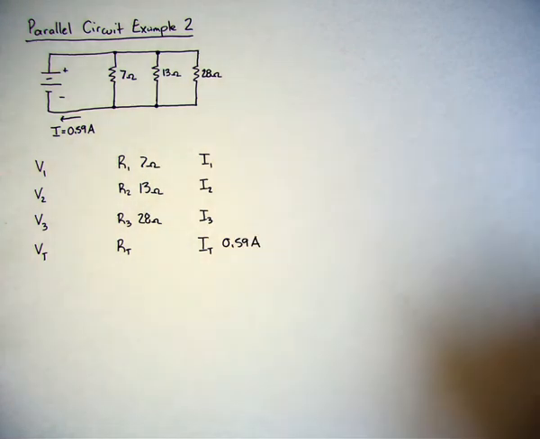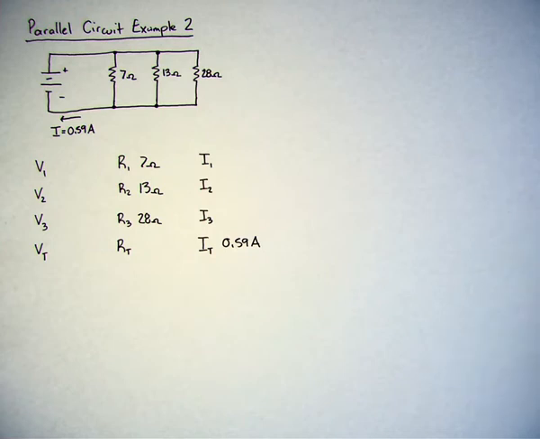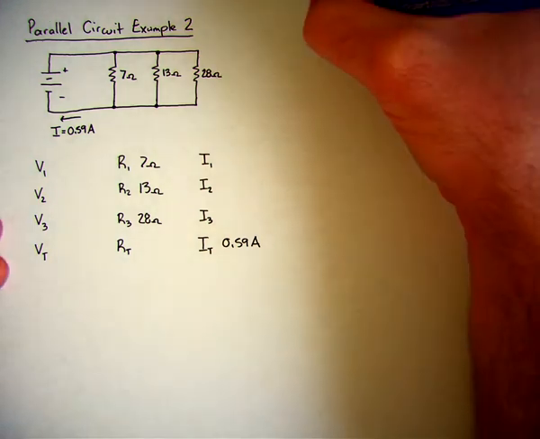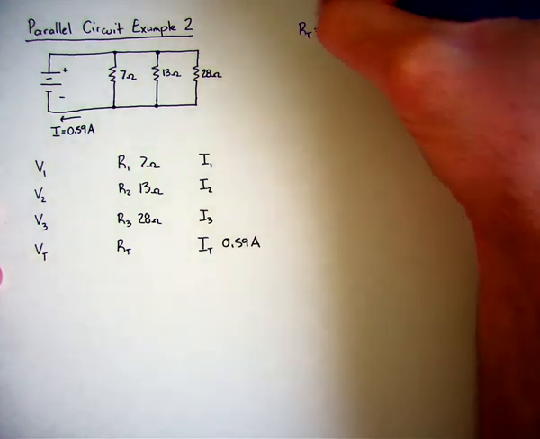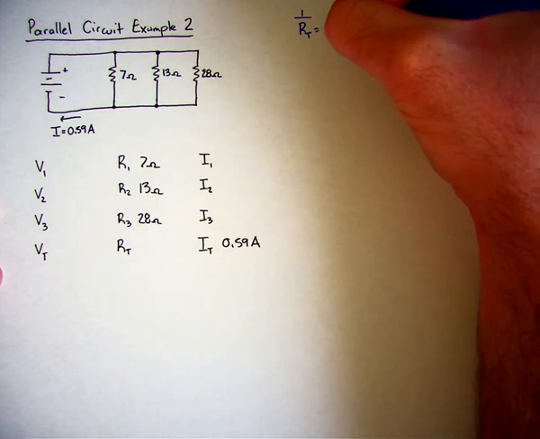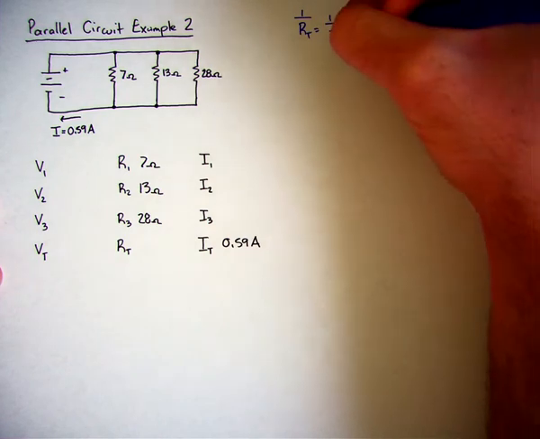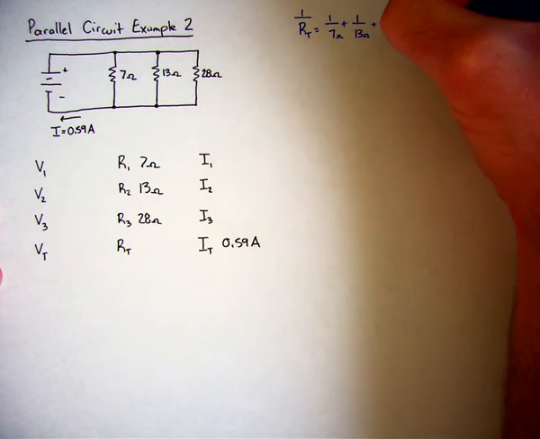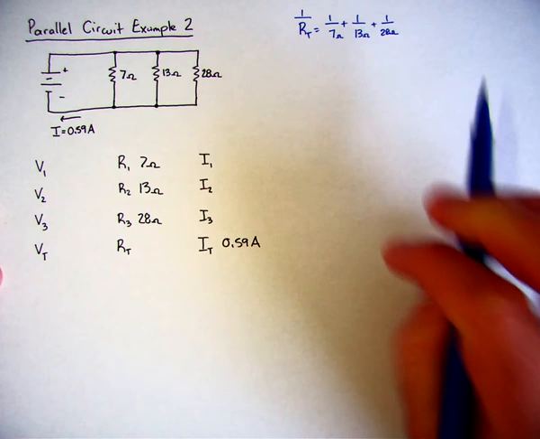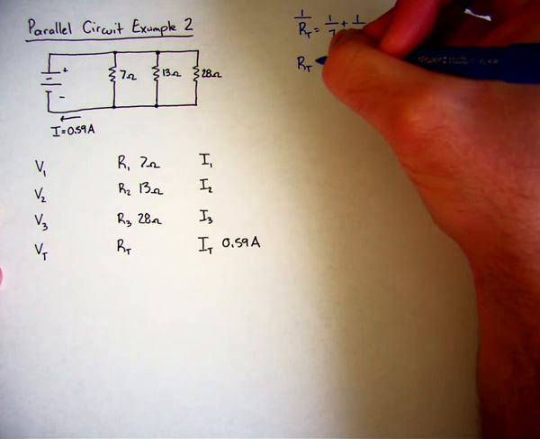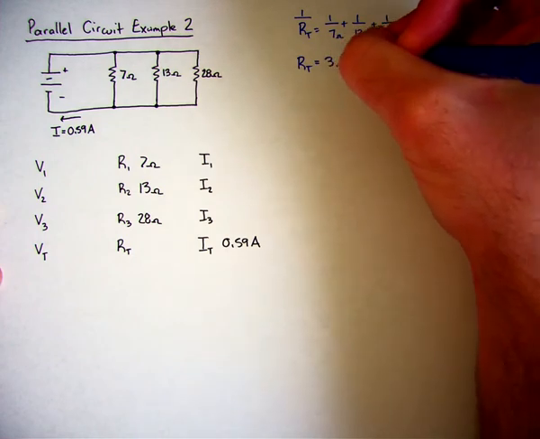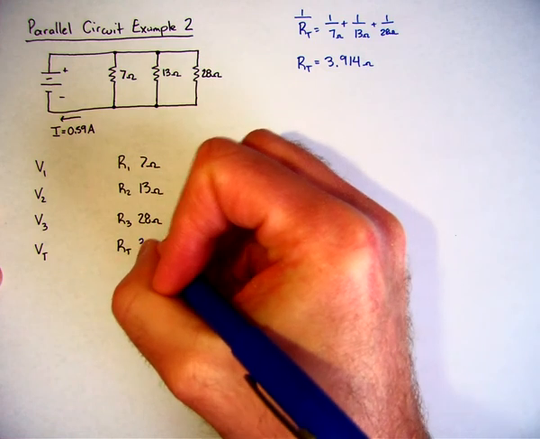Now in this case, I really have no choice but to find my total resistance. I don't have enough information otherwise to do anything else with this problem, so I'm going to have to use my equation for resistance. So note 1 over the total resistance is going to be 1 over 7 ohms plus 1 over 13 ohms plus 1 over 28 ohms. So if I evaluate this right, take 1 divided by that, I get a total resistance of 3.914 ohms. So 3.914 ohms is the total resistance.